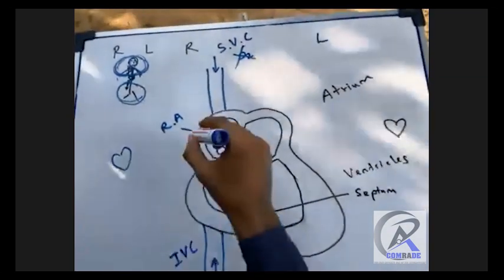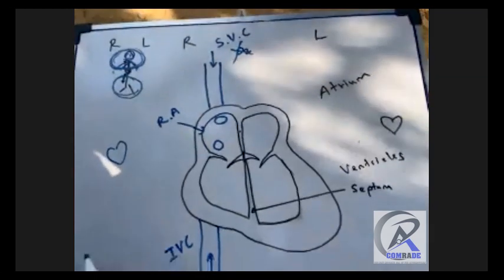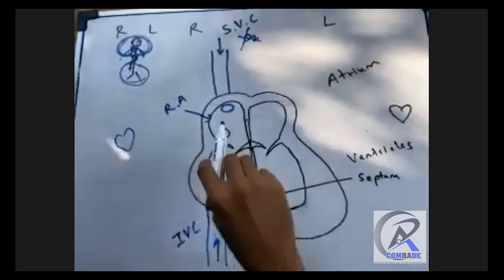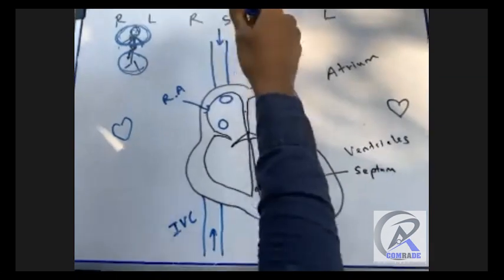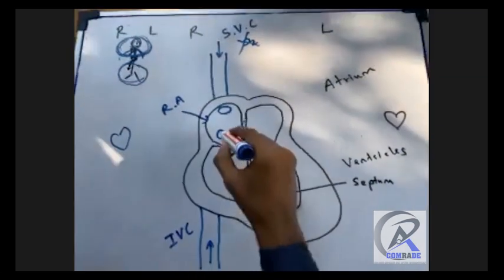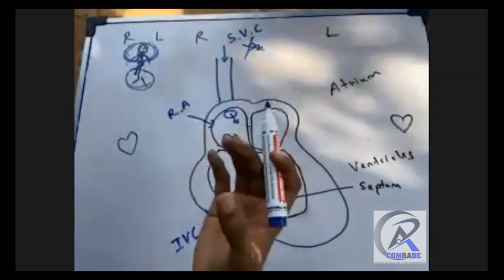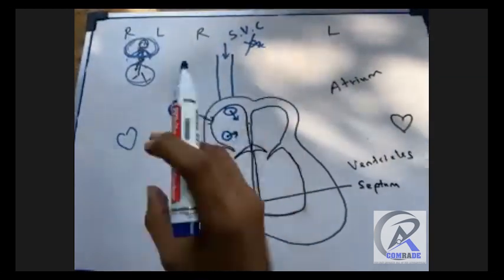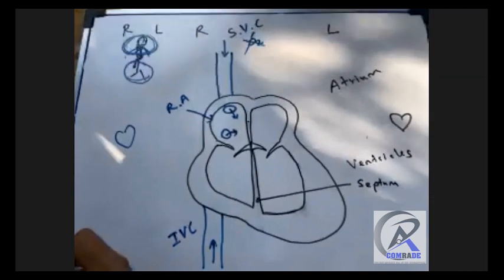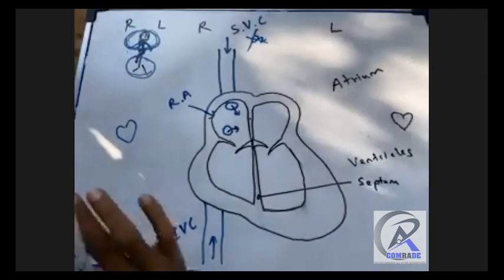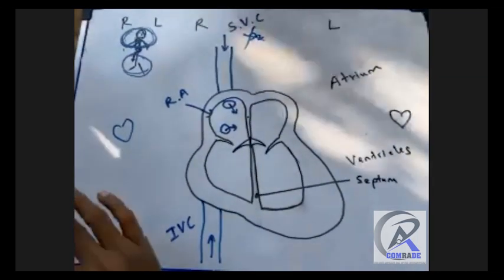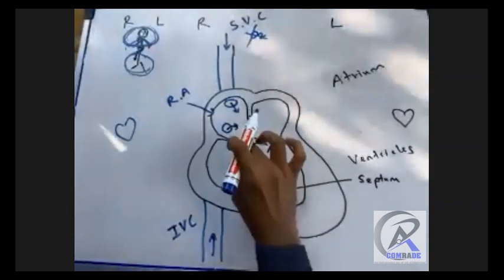Right side atrium. This is the right side atrium. Towards the right atrium, SVC blood and IVC blood comes and flows here. At a particular moment, this gets filled with blood. Which blood? Deoxygenated blood. When it fills, what's happening?